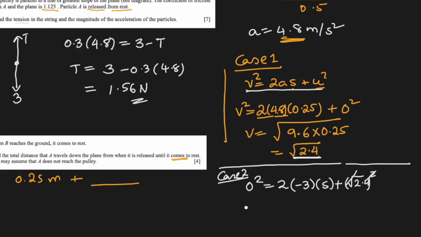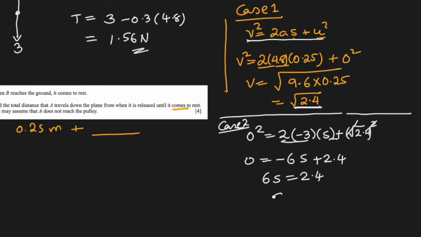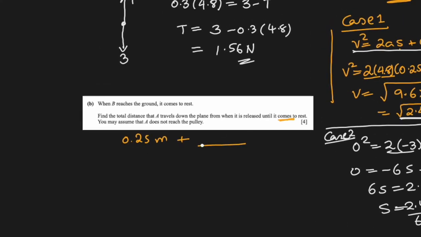So 0 equals minus 6s plus 2.4, and 6s can come to the left side. 6s equals 2.4. S is 2.4 divided by 6, which is 0.4 meters. Got it. This was 0.25 meters earlier, now it is 0.4 meters. Total distance is 0.65 meters.